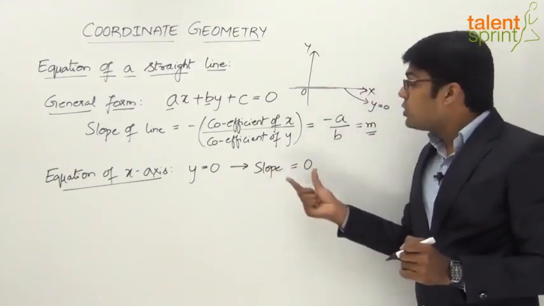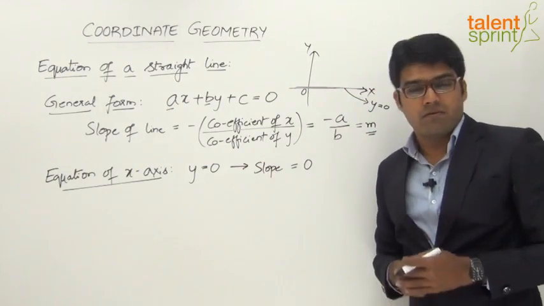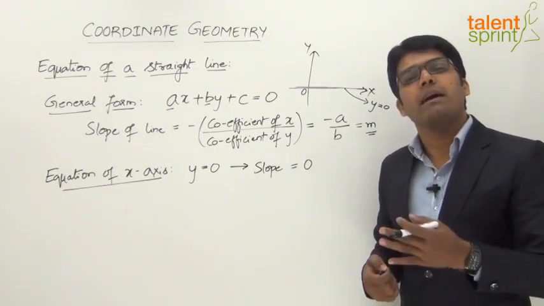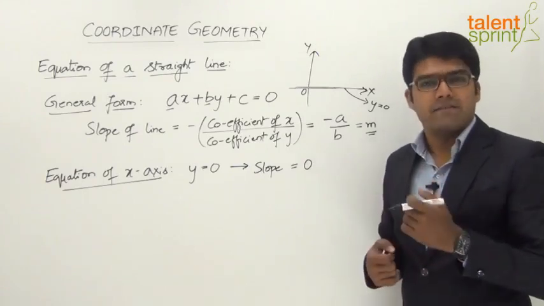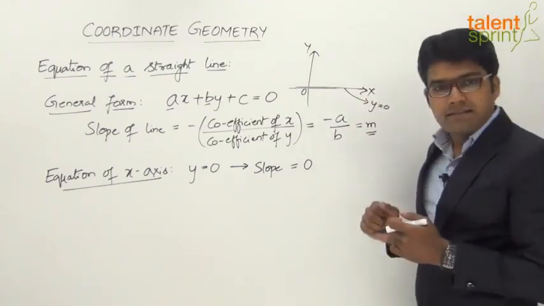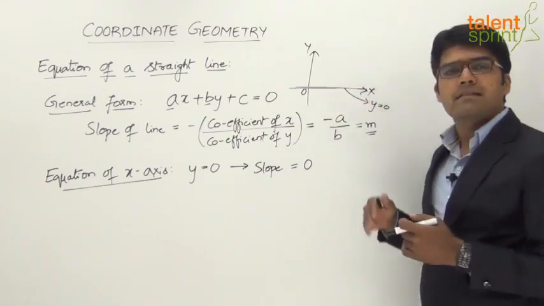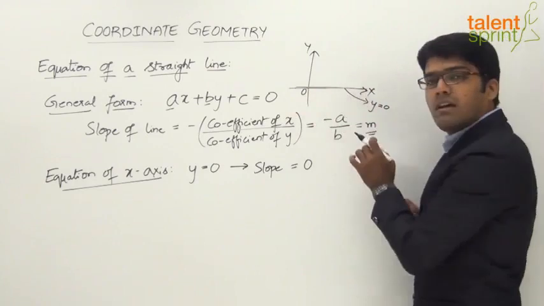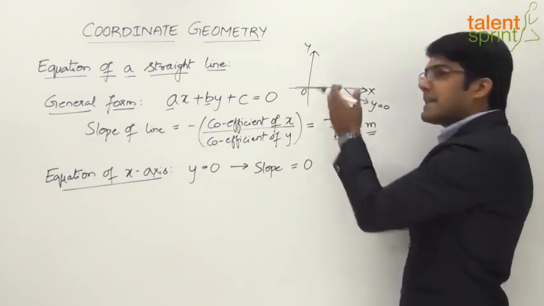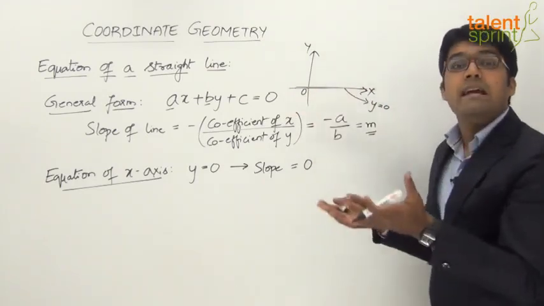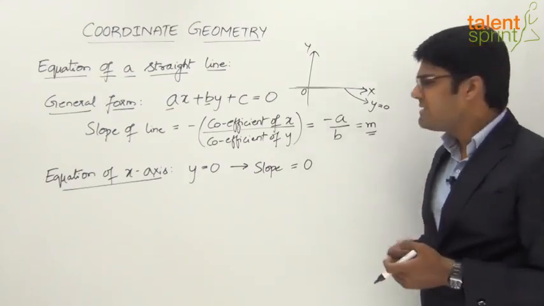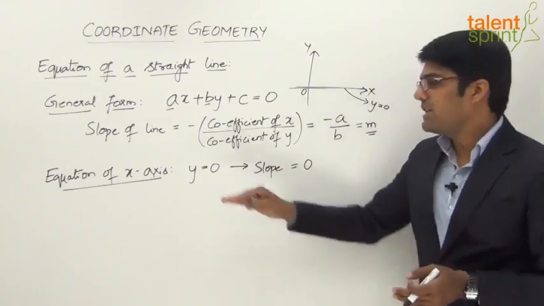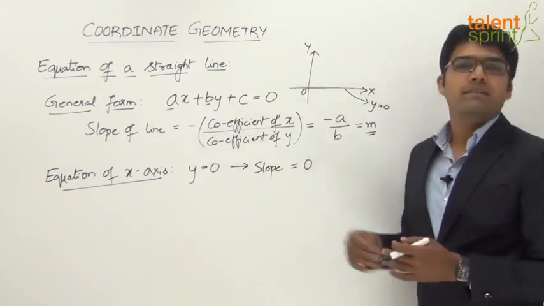There is another way to understand why the slope is 0. We have understood that slope is tan theta, where theta is the angle made by the line with the x-axis. Now for the x-axis, what is the angle of inclination? 0. There is no inclination for the x-axis with the x-axis, right? It is one and the same. So the angle is 0, and tan 0 is equal to 0. Hence we can say the slope of the x-axis is 0. So the equation is y equal to 0 and the slope is equal to 0.